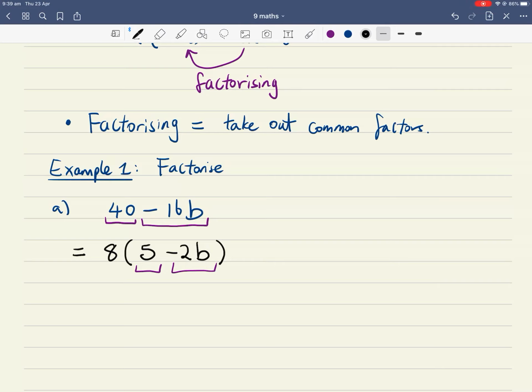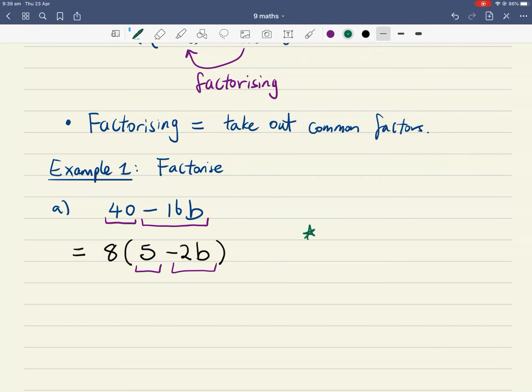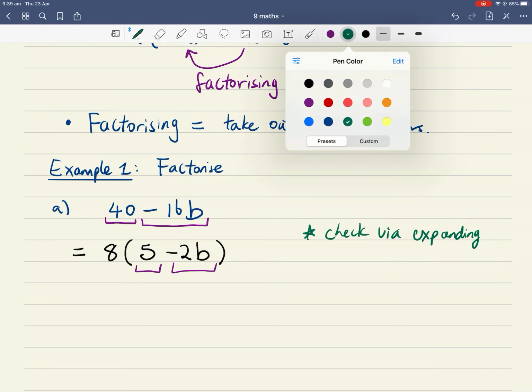So you have successfully factorized 40 minus 16b by pulling out the highest common factor of 8. And one easy way to check your answer on the exam is to check via expanding. Because if you expanded the black answer, 8 bracket 5 minus 2b, you should get back what you started off with, which is 40 minus 16b.